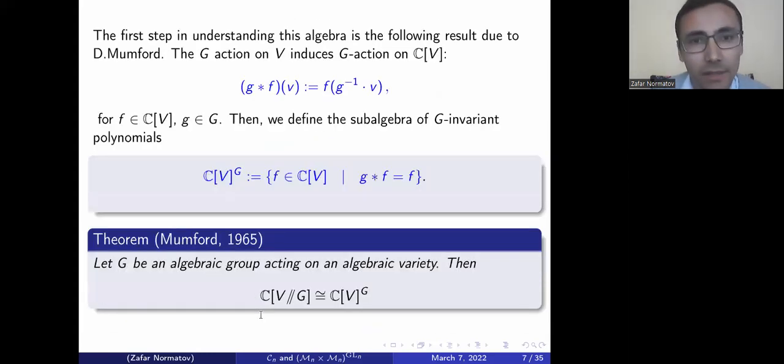The first step in understanding this algebra is the following result due to Mumford. The group G action on V induces a G action on the algebra of polynomial functions by this formula. Then we define the subalgebra of G-invariant polynomials. Namely, it can be formulated as follows. In 1965, Mumford proved the following theorem. Let G be an algebraic group acting on an algebraic variety. Then there exists the following isomorphism.